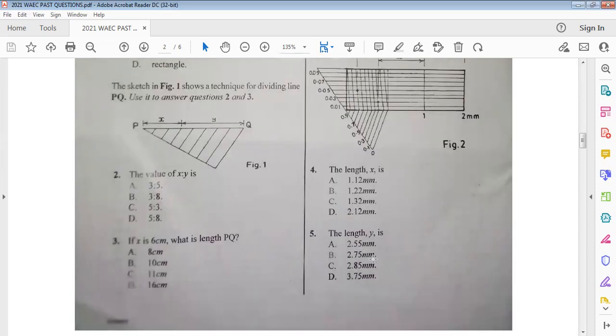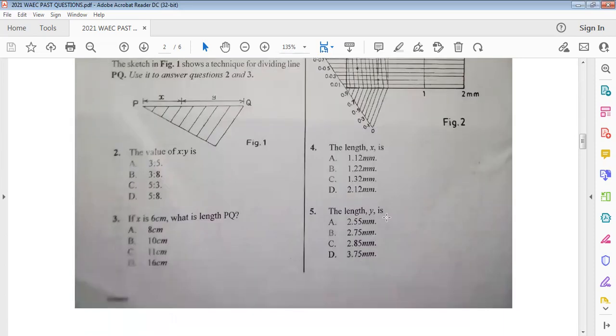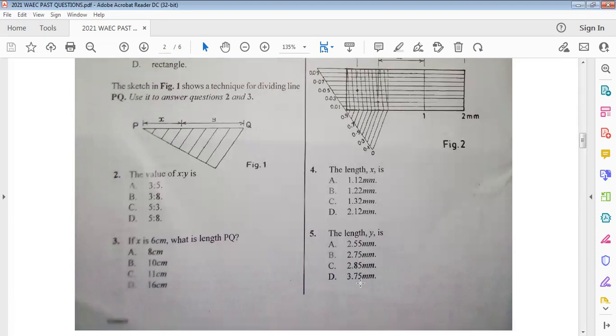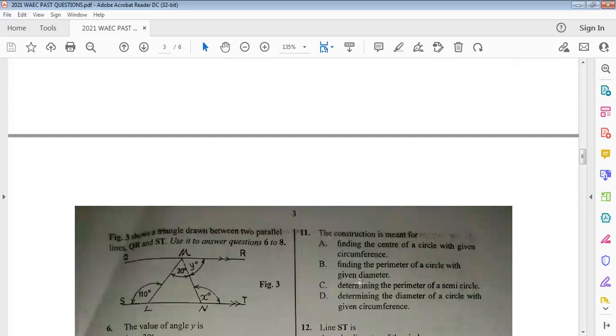Then question 5 says, what is length y here? For length y, we have 2 millimeters, then 2.21, 2.22, 2.23, 2.24, 2.25, 2.26, 2.27. Then when we go up, we have 2.71, 2.72, 2.73, 2.74, and 2.75. So the answer is option B, 2.75 millimeters for question 5. So then let's move to question 6.